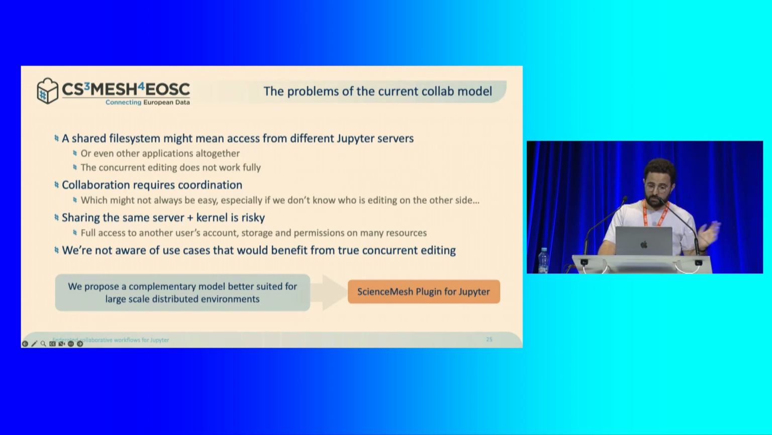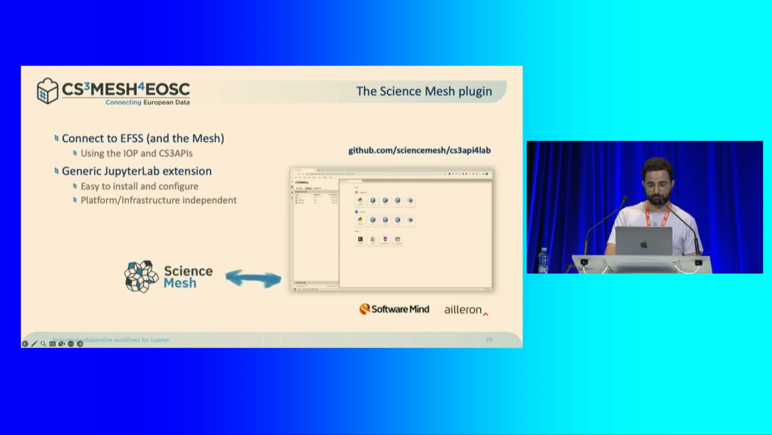And at the same time, the last point is that we are not really aware, we might be mistaken, of any use case that would, at least in our community, benefit truly from true concurrent editing. In some cases I can see the point in having it, of course, but it's not the full thing that our users need. So that's why we propose a complementary model that is a bit more suited for large-scale distributed environments, which is done in this plugin that I mentioned.